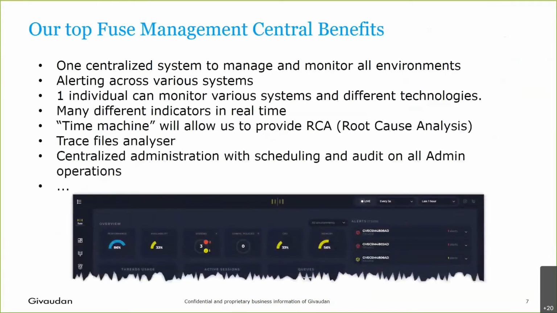While evaluating Fuse, I extracted my top benefits of the system. So first is centralized management and monitoring of all environments.